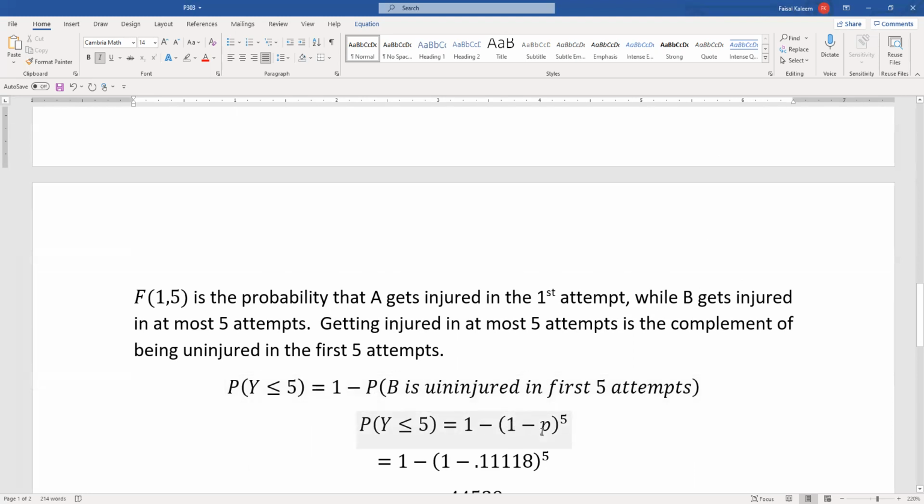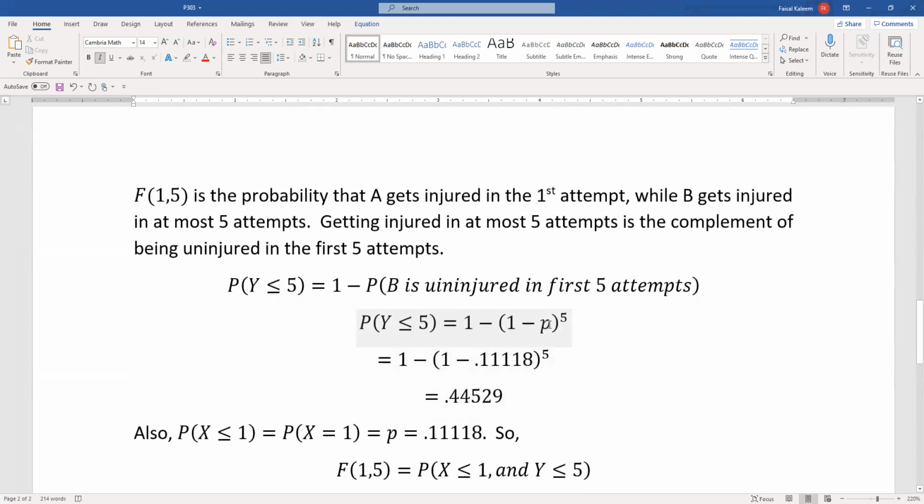So 1 minus uninjured in the first 5 attempts. Now, uninjured in an attempt is 1 minus p, because p is the probability of being injured. So uninjured is 1 minus p in 1 attempt, and uninjured in 5 attempts would be 1 minus p to the 5. And so probability y less than equal to 5 would equal, after we substitute the value of p, 0.44529. And now we have everything that we need.